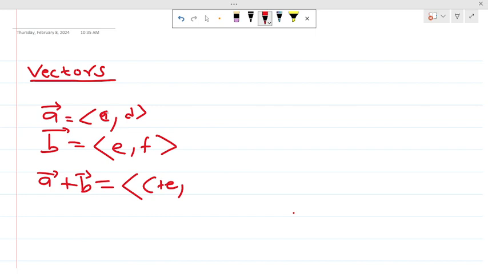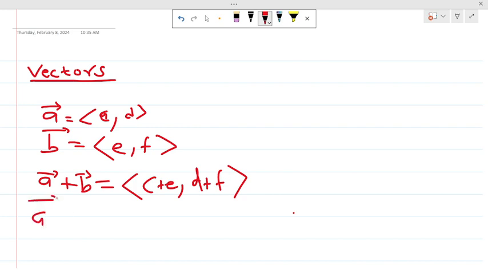So if you are asked to add two vectors A and B, you are going to add C, the x component of A, to the x component of B, and the y component of A to the y component of B. So in this case, you add C to E and D to F. So the vector A plus B is going to give you C plus E, D plus F.